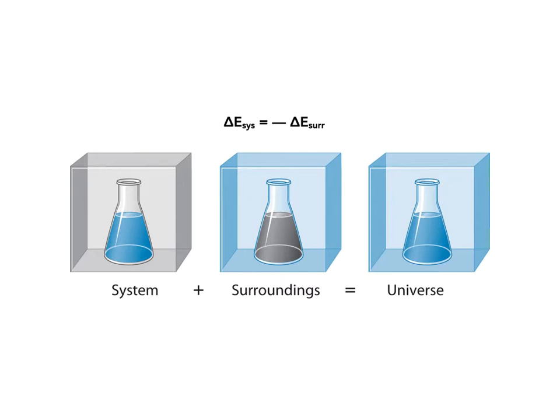Most of the time in chemistry, our system will be the chemical bonds that we are analyzing. If a system loses energy, the surroundings will gain that exact amount. If a system gains energy, the surroundings will lose that exact amount.